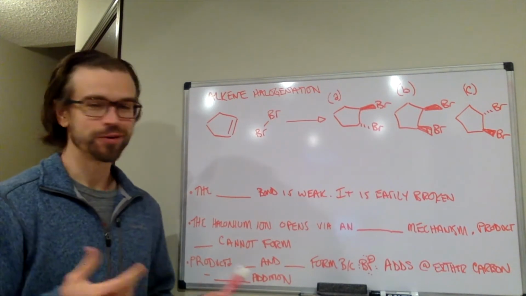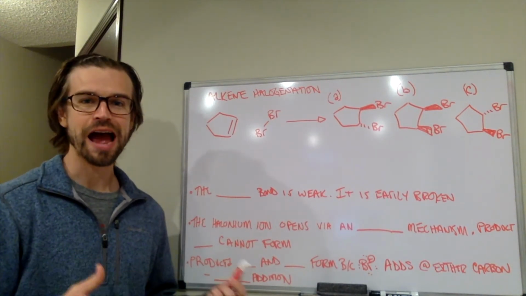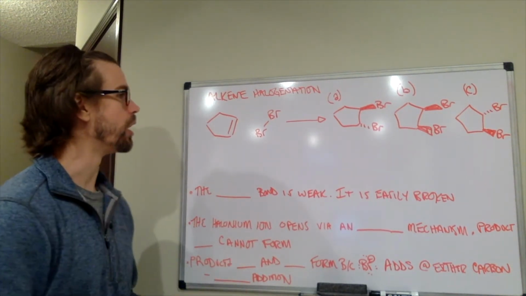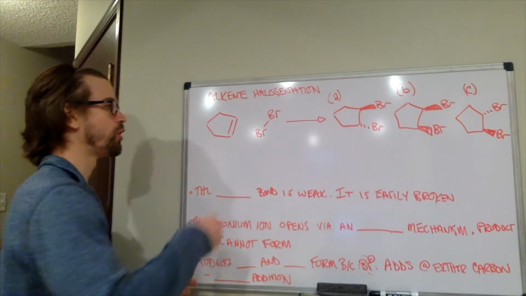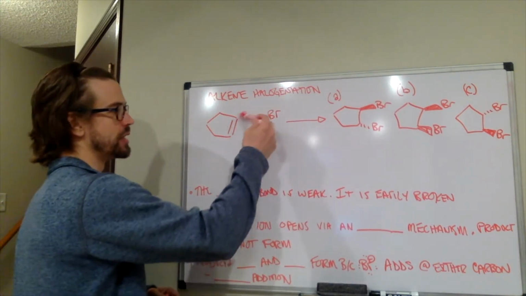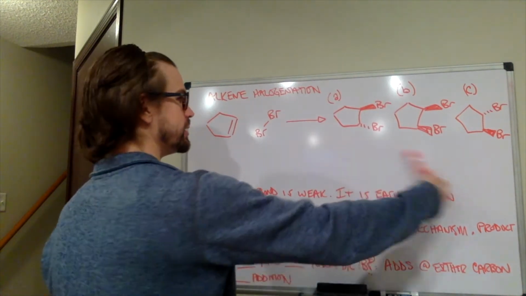All right, so on to a new type of reaction, alkene halogenation. We are adding a halogen across a pi bond. One halogen adds there, one halogen adds there. We see some potential products.